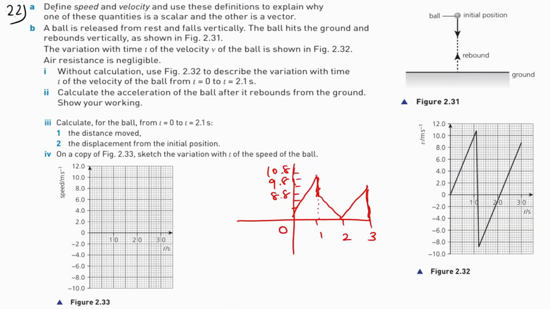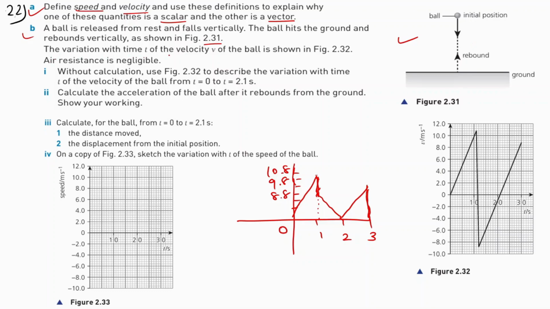Question 22 says A, define speed and velocity and use these definitions to explain why one of the quantities is a scalar and the other is a vector. We have done this question in our previous video, so you can take it as homework. In question B, a ball is released from rest and falls vertically. The ball hits the ground and rebounds vertically, as shown in figure 2.31. Here they show a ball going downward, hitting the ground, and rebounding in the vertical direction, not in any other direction.